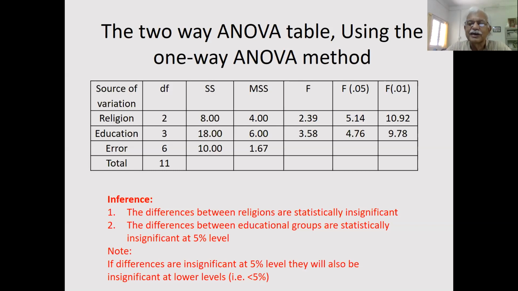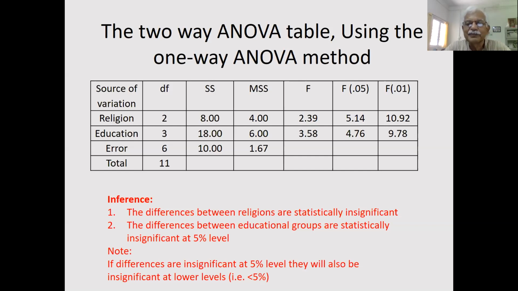To what extent? To compare the mean sum of square for an independent variable with that of the error term, we calculate F ratio. And we follow the same logic. We fix F ratio at 5% level of significance or 1% level of significance. If the calculated value of F is less than the tabulated value of F, we say that null hypothesis is not rejected. Otherwise, we reject the null hypothesis.